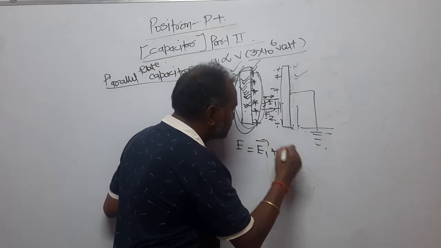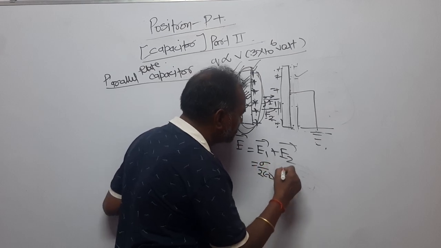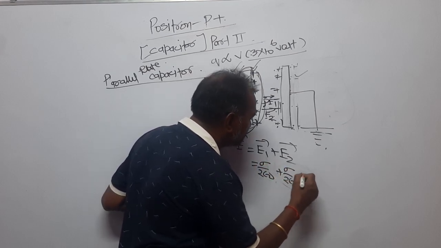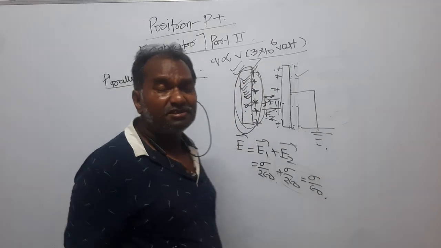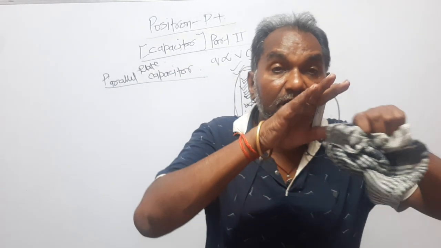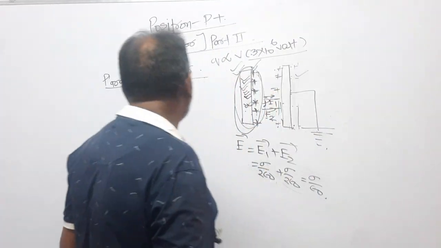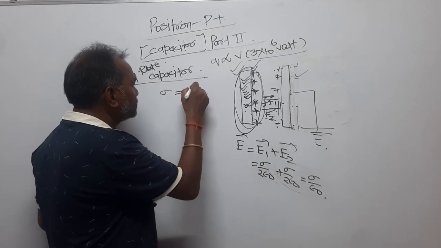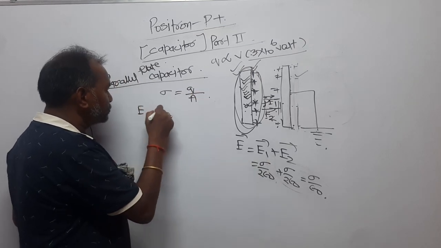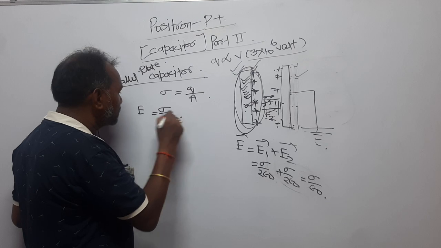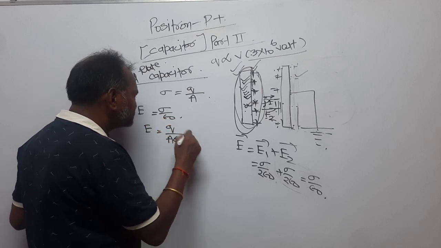Now, dear student, it is sigma upon 2 epsilon naught plus sigma upon 2 epsilon naught, and that becomes sigma upon epsilon naught. Sigma is the charge density. Charge will be distributed on the surface of the plate. So sigma is equal to charge per unit area, Q upon A, or you might write E is equal to sigma upon epsilon naught. Sigma I am replacing by Q upon A epsilon naught.